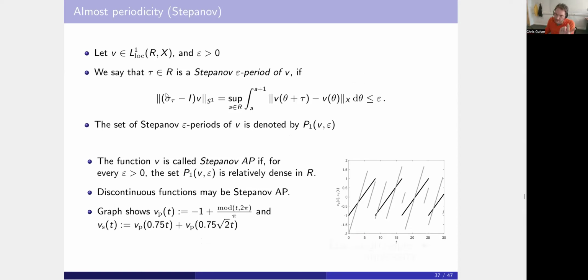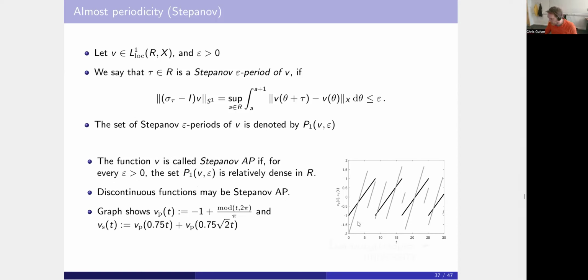The Stepanov concept of almost periodicity is similar, but now it's essentially for locally integrable functions, L1. It's not that the functions take small values, but that the difference of the integrals of the functions takes small values. So we get a set of Stepanov epsilon almost periods, called P1 V epsilon. A function is called Stepanov almost periodic if for every epsilon this set is relatively dense in R. Notice the key difference is that almost periodic functions are assumed to be continuous by definition. Stepanov almost periodic functions don't need to be continuous.